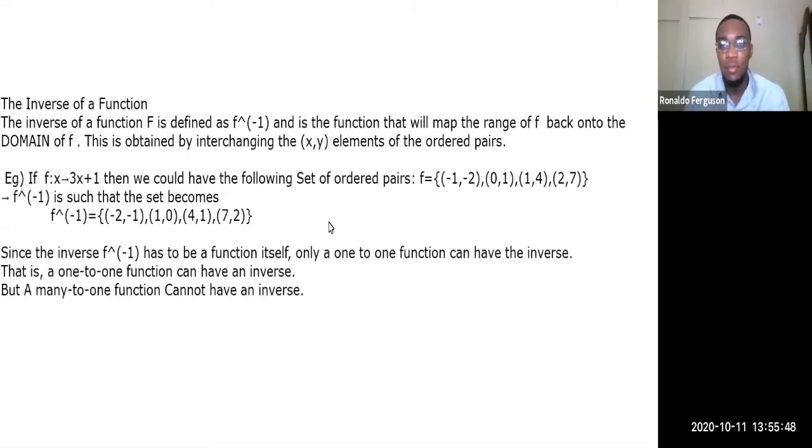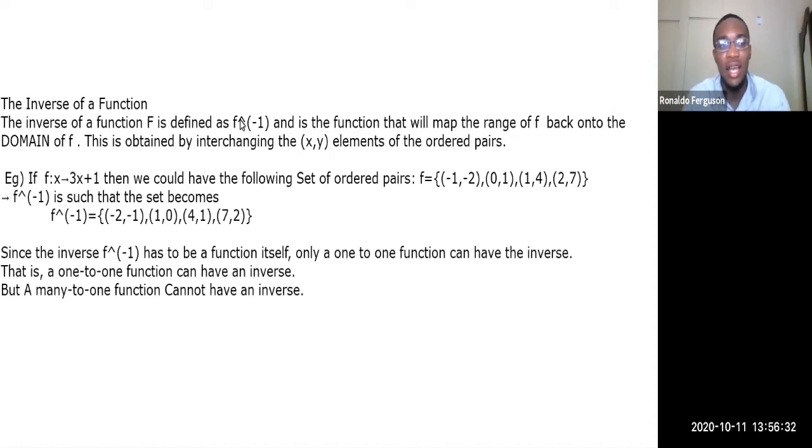All right. Now that we've looked at functions and relations, the next thing to talk about with functions is known as the inverse of a function. Everything always has an inverse, right? So the inverse of a function. What's an inverse? The inverse of a function f is defined as f raised to the power -1. So this weird thing right here is raising to the negative power. And it's a function that will map the range of f back onto the domain of f. This is obtained by interchanging x and y elements of the ordered pairs.